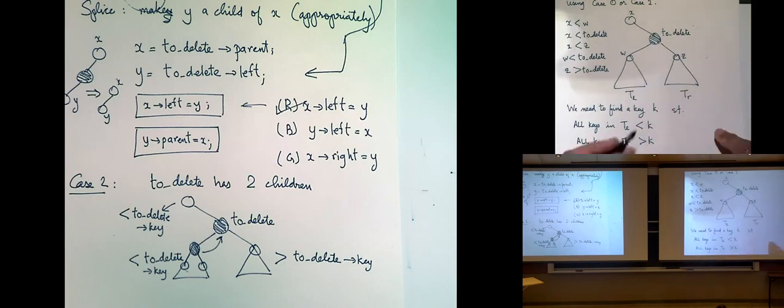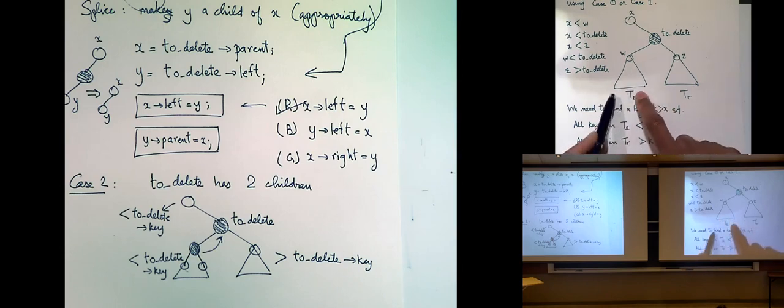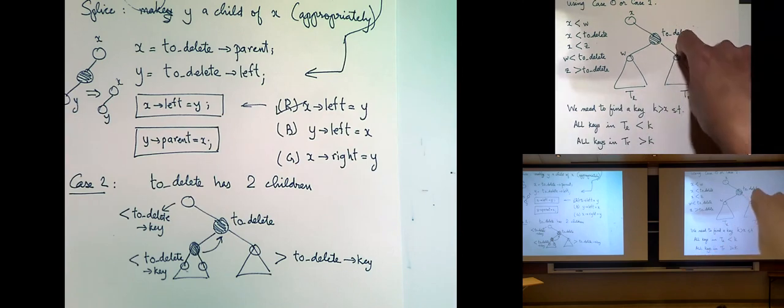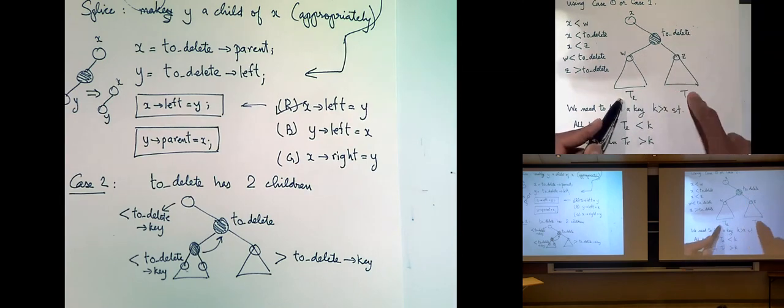Also, actually, I need to find a key that's more than x. If I can find a key which is greater than x, and which is in between all the keys here and all the keys here, which is exactly what 2delete is doing. The original key was in between the keys of TL and TR.